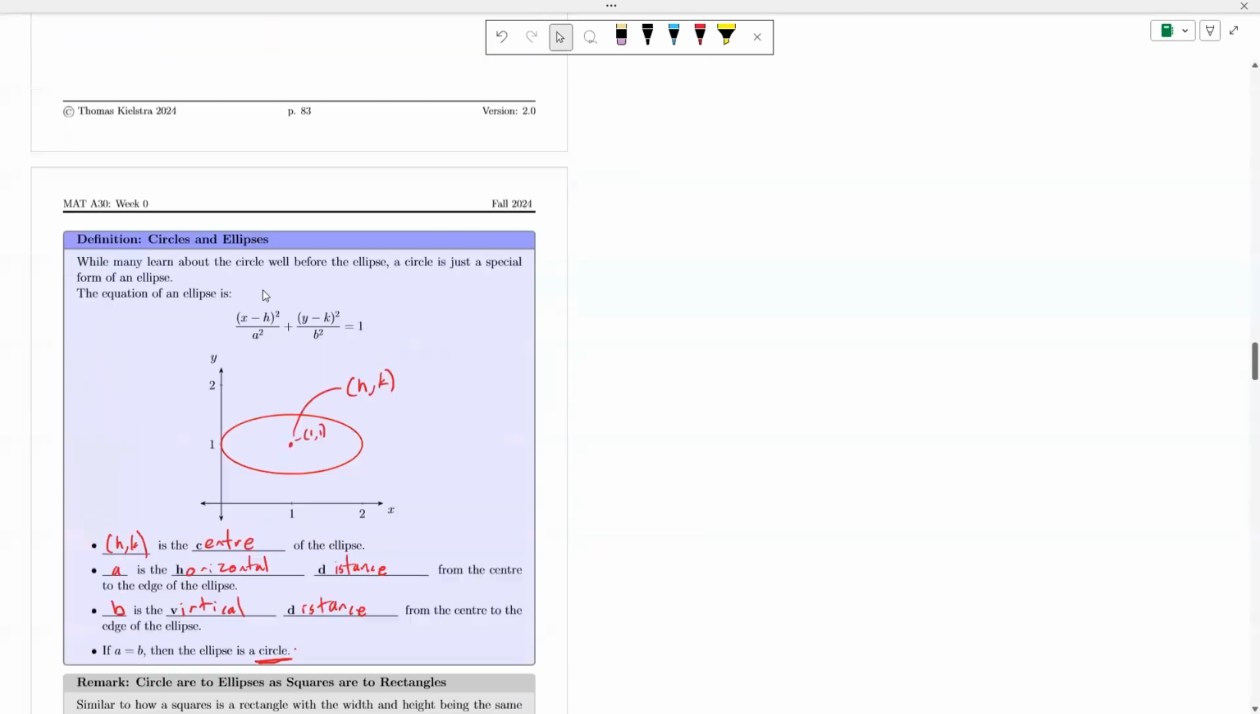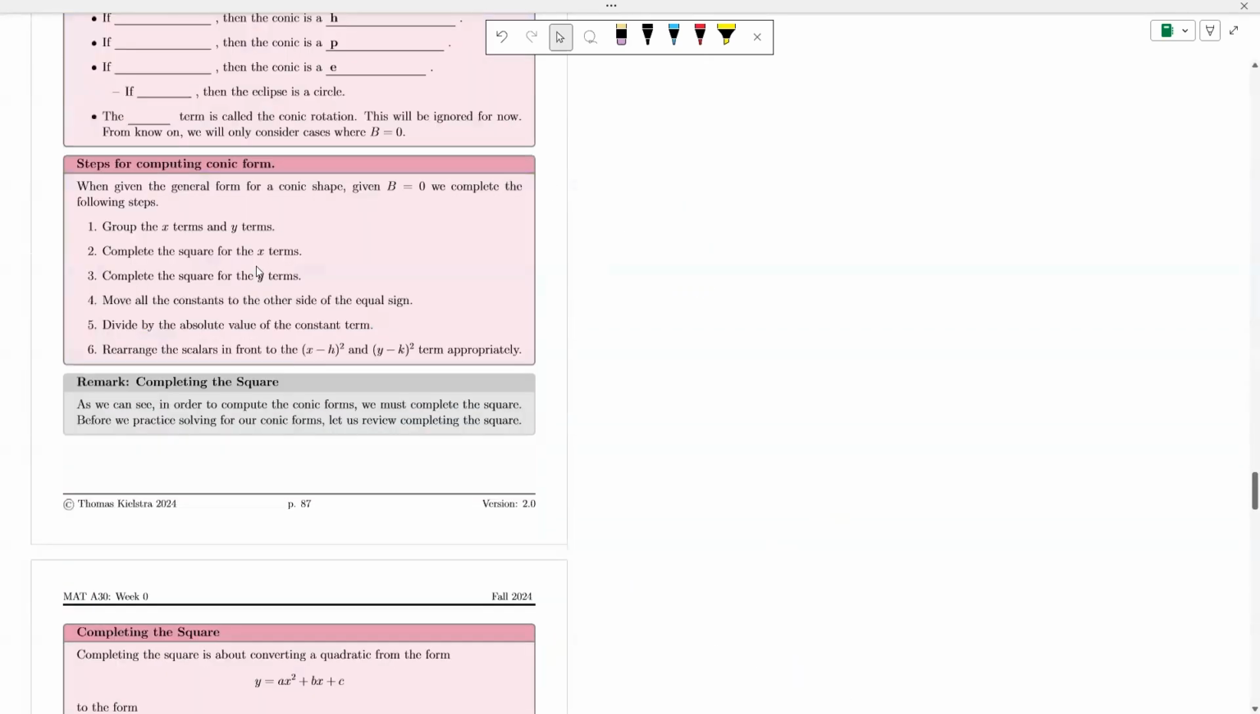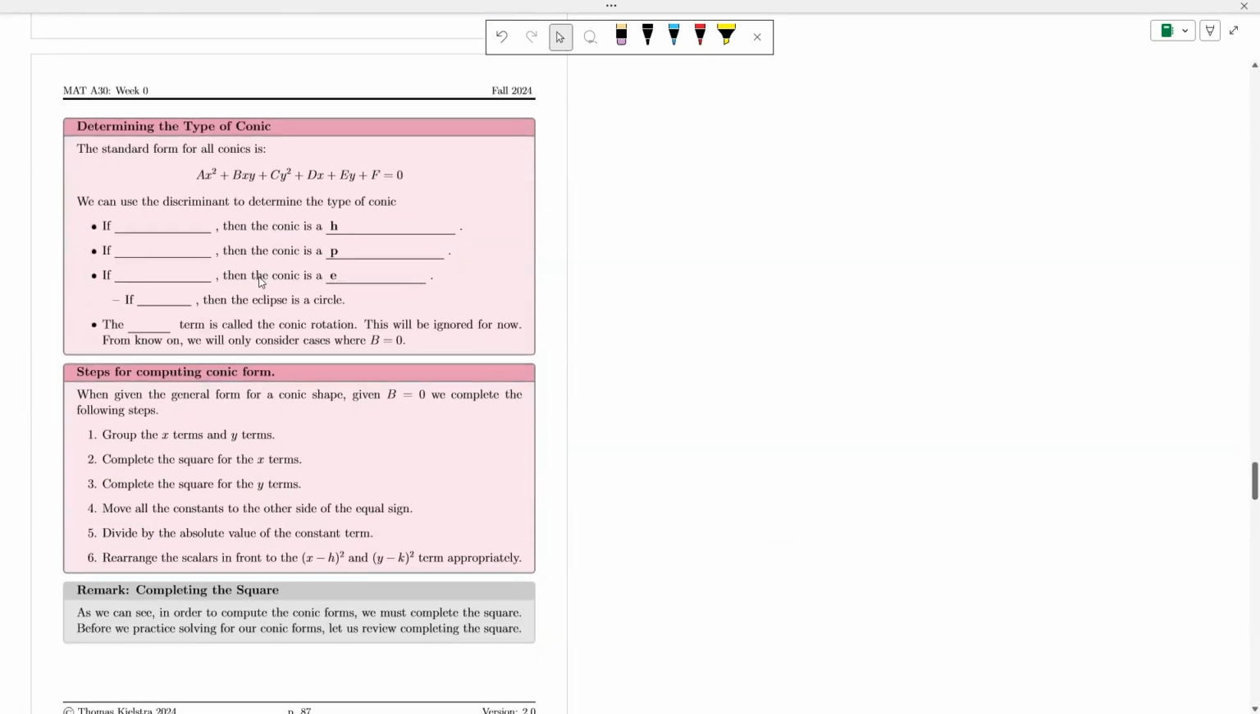But we've gone through and we have 5 different conic forms. How do we determine which conic form it is? Well, it turns out that there's a general conic form, and there's actually a discriminant for determining which conic form we have. We can use the discriminant formula. If b squared minus 4ac is greater than 0, then the conic is a hyperbola. If b squared minus 4ac equals 0, then the conic is a parabola. And if b squared minus 4ac is less than 0, then the conic form is an ellipse.